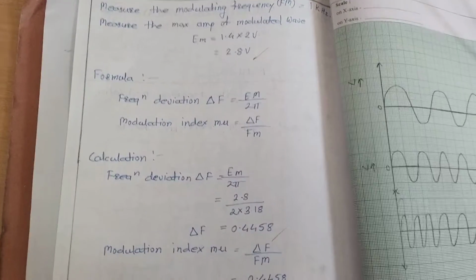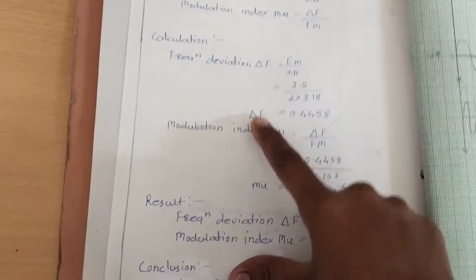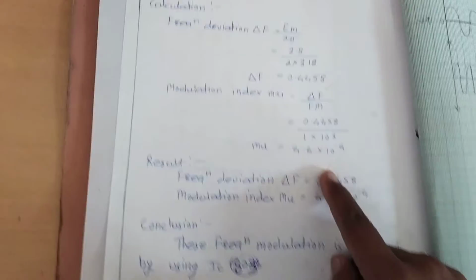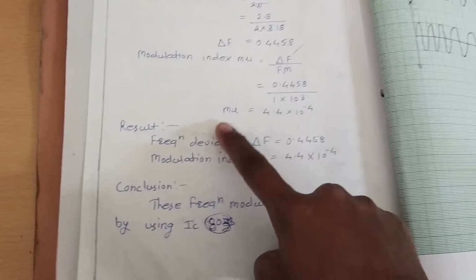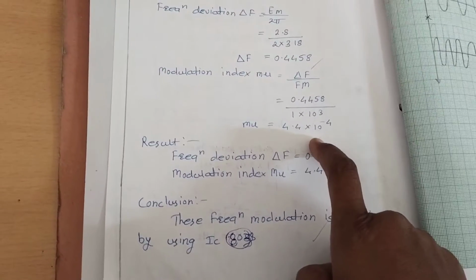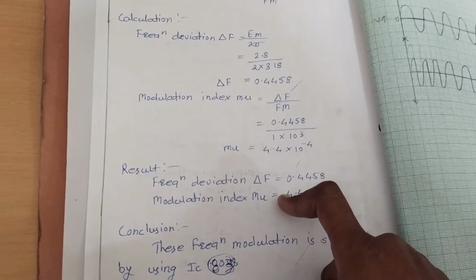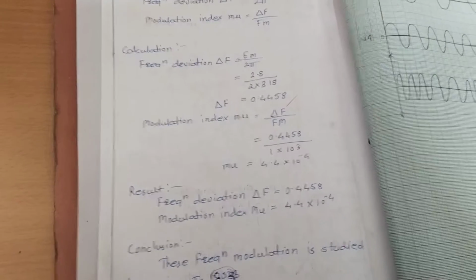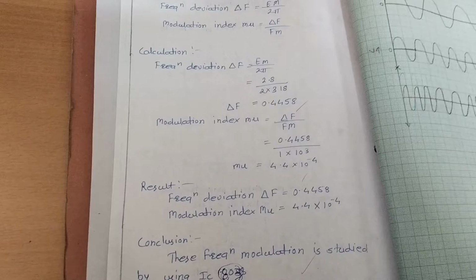Then the modulation index mu is equal to delta F upon Fm. Delta F is calculated here, and Fm, that means the modulating frequency, is 1 kilohertz, that means 1 into 10 raised to 3. This calculation is done on the scientific calculator, and mu, the modulation index, is 4.4 into 10 raised to minus 4. So we calculate the frequency deviation as well as the modulation index of the frequency modulation experiment.